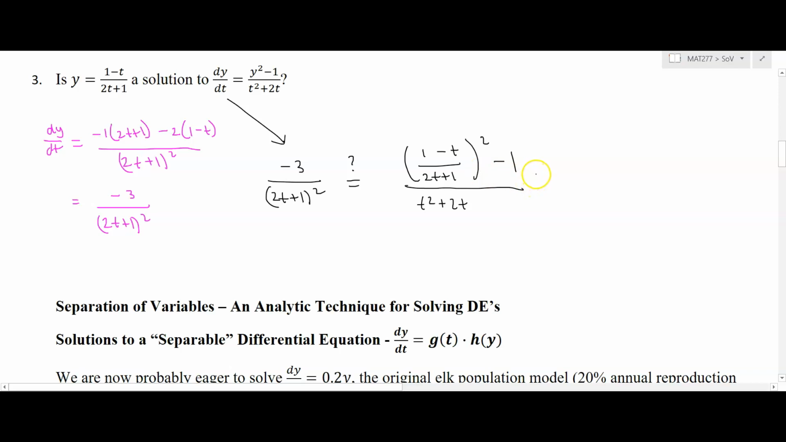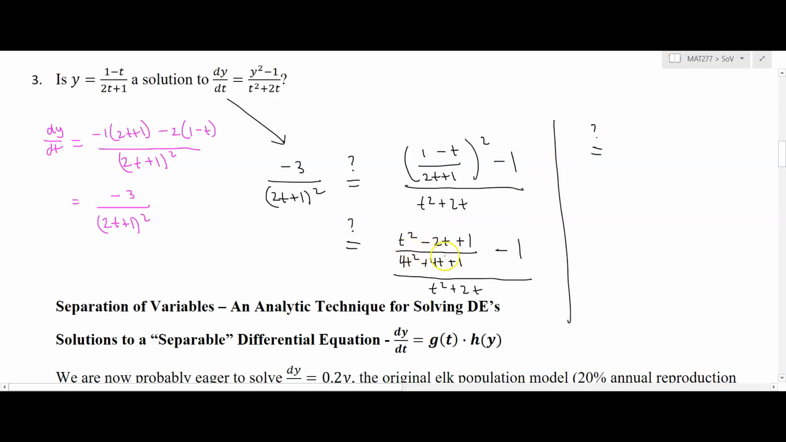All right, as we proceed, let's do a little bit of analysis on this. First off, if we square both top and bottom, then the square of 1 minus t, if we FOIL that out, is t squared minus 2t plus 1. And the square of 2t plus 1 is 4t squared plus 4t plus 1. And we have our minus 1 all over t squared plus 2t. Now one thing I can do here is find a common denominator. I'm still checking this equality, so I'll write question mark equals, and get a common denominator.